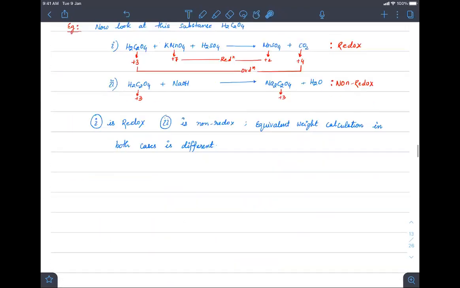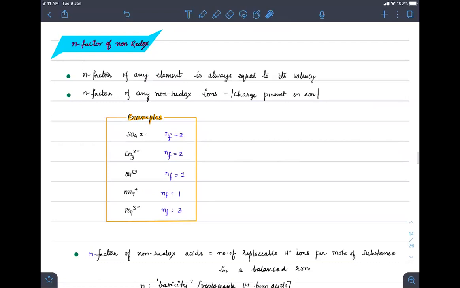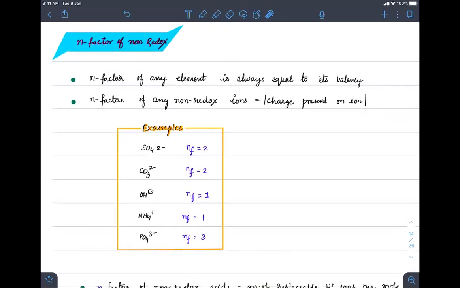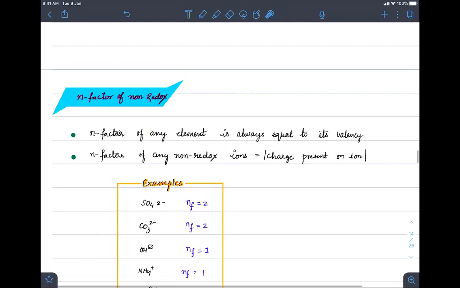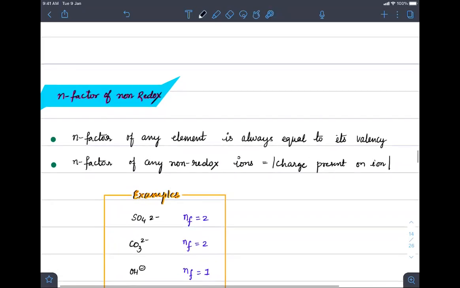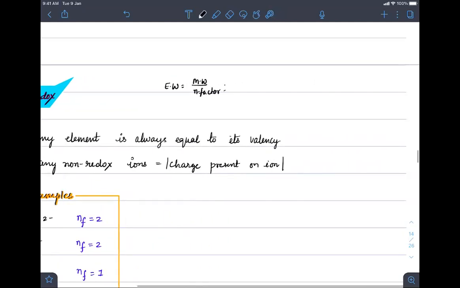Now, starting from here, we will try to find the N factor for non-redox reactions. We have seen where we encounter this N factor. We see it when we calculate equivalent weight, which is equal to molecular weight by N factor. This is where we encounter the N factor. The other place where you will see it is that the number of equivalents is equal to the number of moles into the N factor. These are the two places where we will see the N factor.